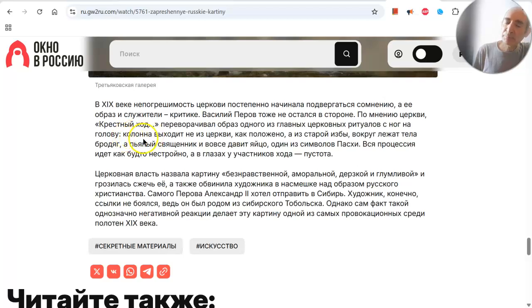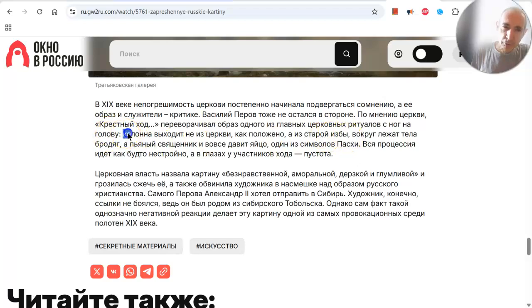Colonna, in this case, means procession. In other cases, colonna would mean a pillar in the building, right? But colonna here means procession. Выходит, comes out. Не из церкви, как положено. Как положено means the proper way. So, как положено, please underline, it's an expression meaning the proper way. А из старой избы. Избы comes from изба, which is a village house. So, а из старой избы, it means but from an old village house.